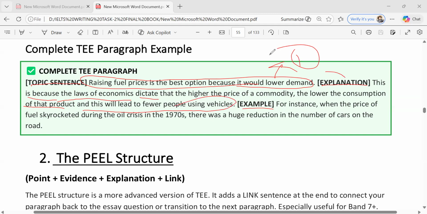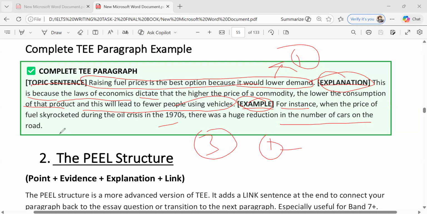So can you see the second part? I have completely explained it. And the third one, example. For instance, when the price of fuel skyrocketed during the oil crisis in the 1970s, there was a huge reduction in the number of cars on the road. So now, can you see how many parts we have? There are three parts, and all the parts depend on one another.